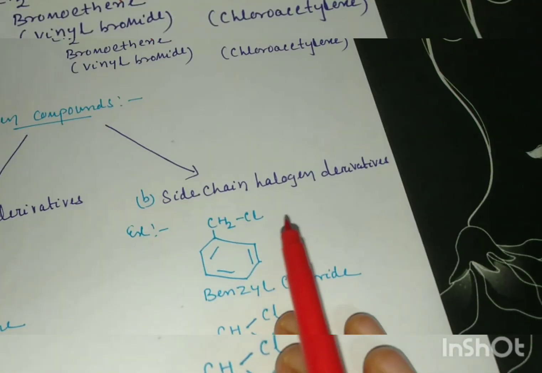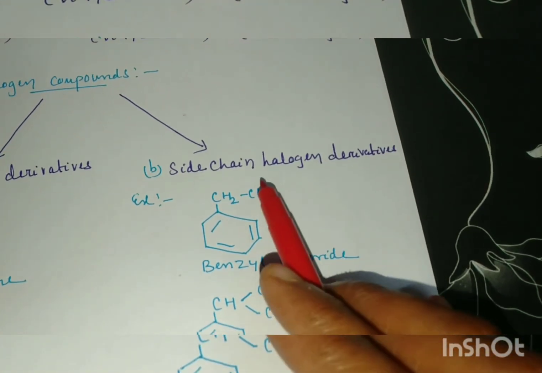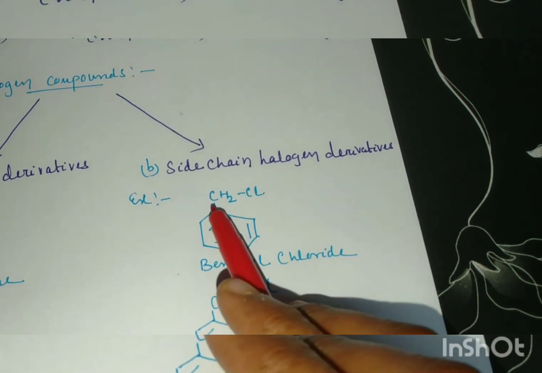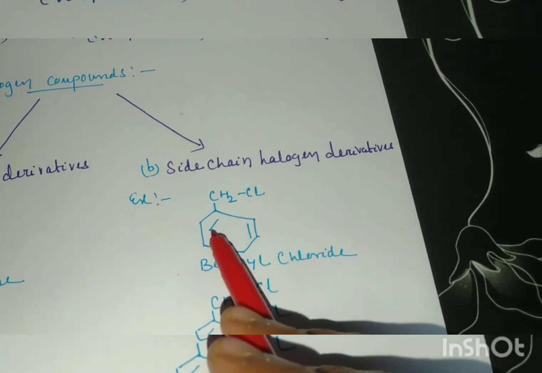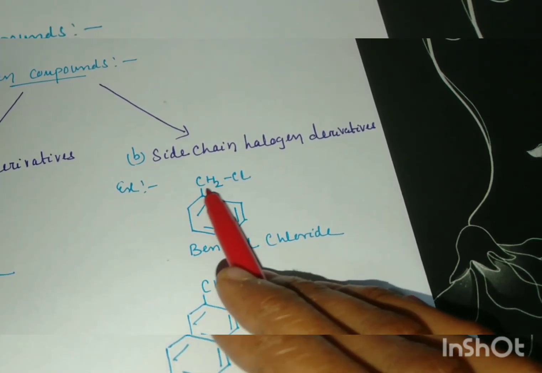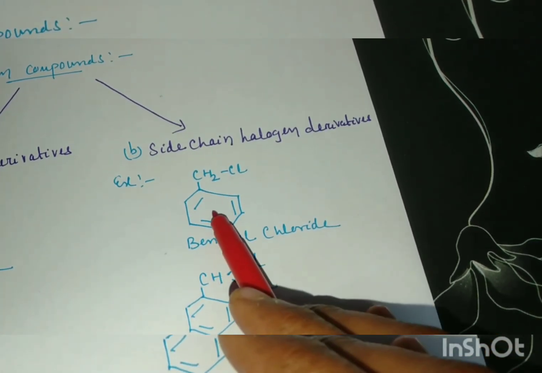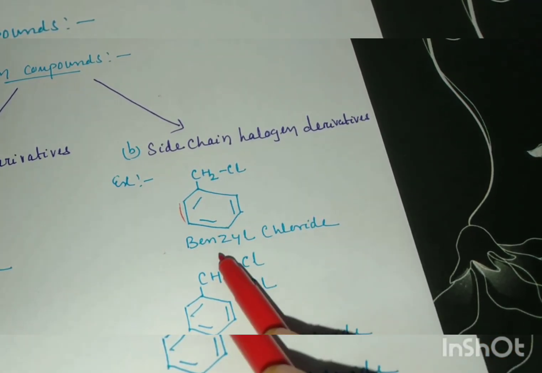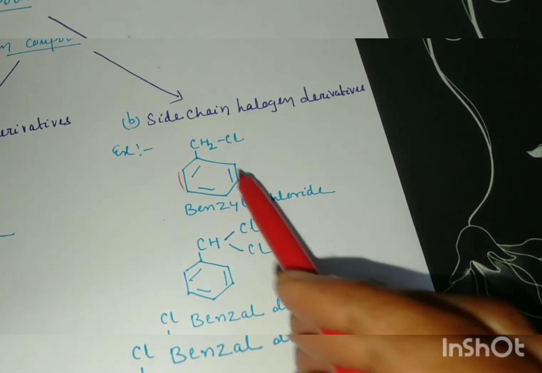Similarly, a side chain halogen derivative means the halogen is not directly attached to the benzene ring. It is attached to a side carbon atom, which is directly attached to the benzene ring. Here the chloro is attached to a CH2 group. This whole group is known as the benzyl group, and with chloro attached it is benzyl chloride.